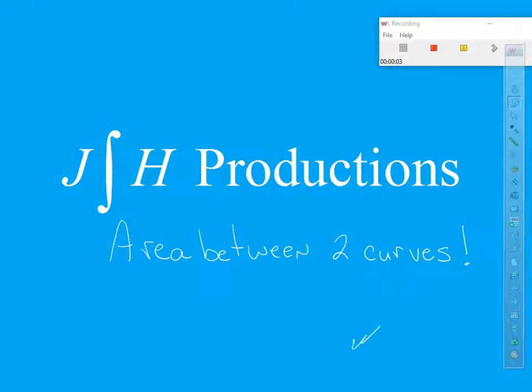Well, hello everybody. What I need to do with you today is cover how to find the area between two curves. It builds off of what we did last time when we found the area bounded by the x-axis.